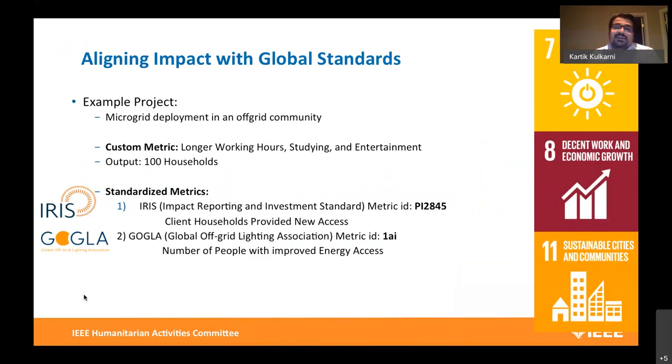I want to highlight that there are multiple global standards where people have tried to define the outcome definitions. As an example, there's a standard called the Impact Reporting and Investment Standards. This is really for impact investing purposes. And one of the metrics says that the client households which are provided with no access is one of the metrics. And if we align this microgrid project's outcome to this particular standard definition, then we can open up this project for consideration by the impact investors, right?